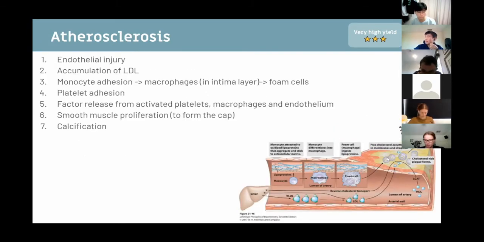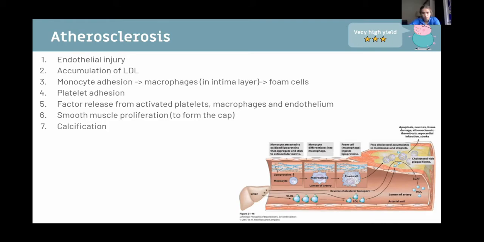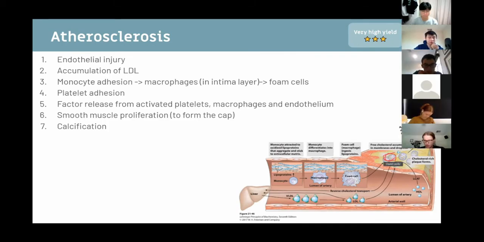Atherosclerosis. This is a greater explanation of it. These steps make it easier to think about as well. You're going to have endothelial injury. That's going to make the endothelial wall susceptible to infiltration of LDLs. Then macrophages in the tissue, oh, what's the word? You don't need to know what the word is, but macrophages in the tissue will then phagocytose the LDLs and become saturated and become foam cells.